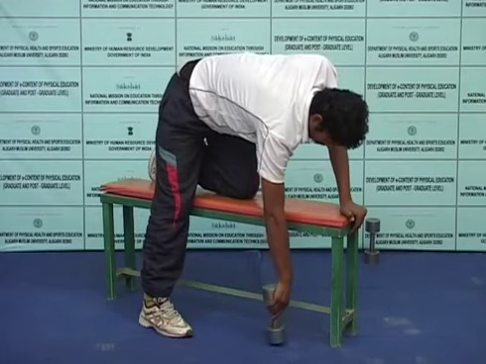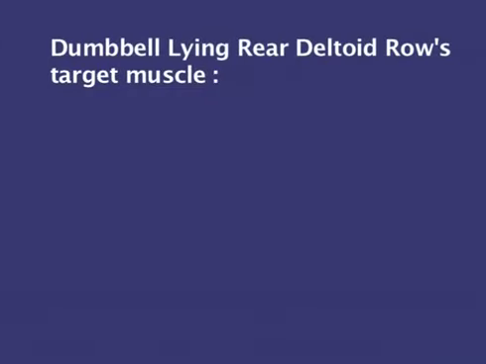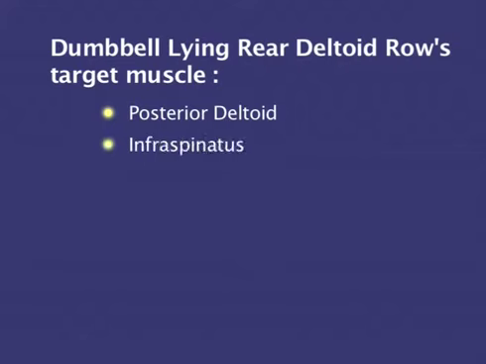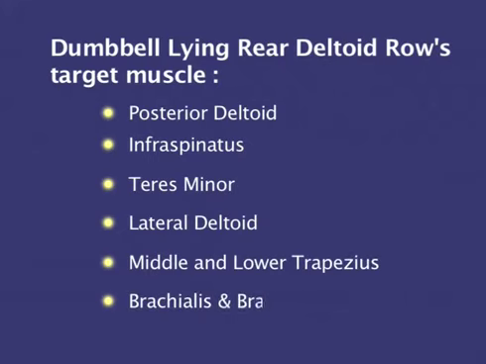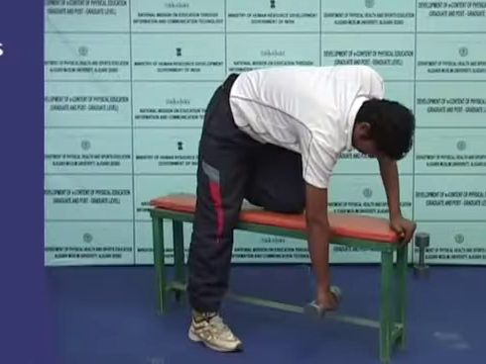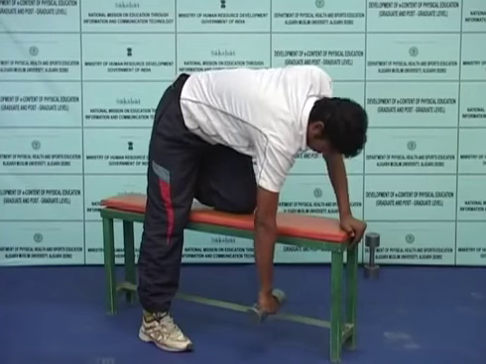Now, the muscle acting for this action is the posterior deltoid muscle. There are some synergistic muscles. These are infraspinatus, teres minor, lateral deltoid, middle and lower trapezius, brachialis, brachioradialis and rhomboids, which act synergistically. If the upper arm travels closer than perpendicular to the trunk, latissimus dorsi becomes involved.